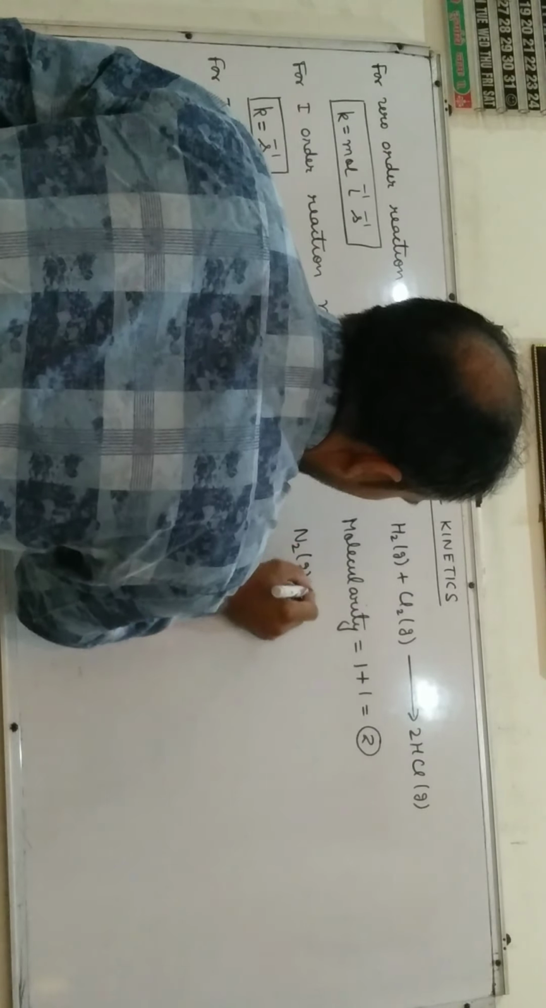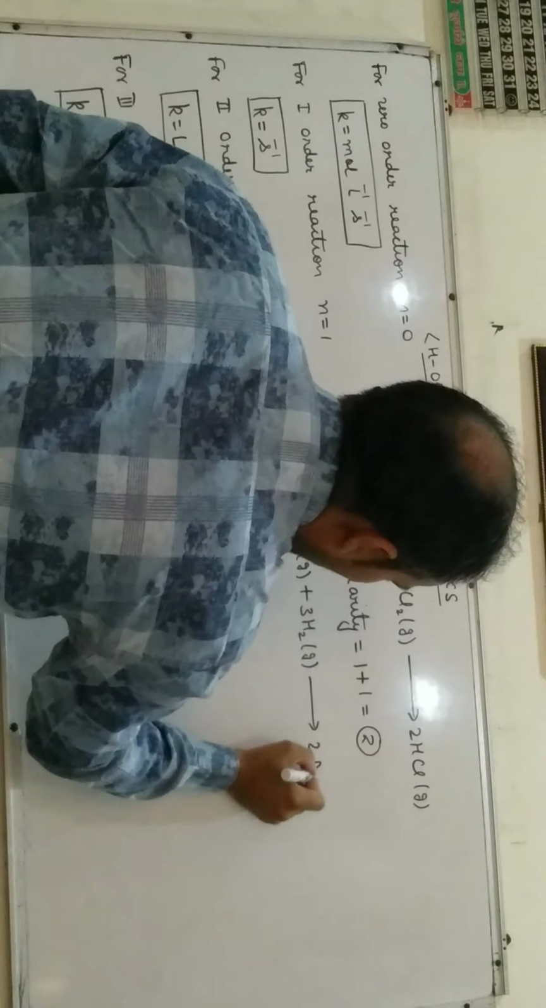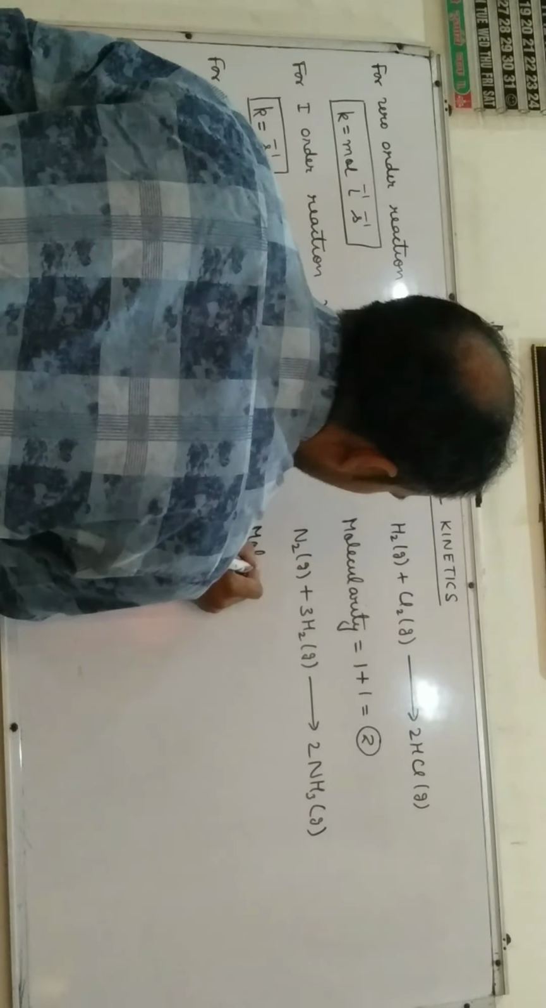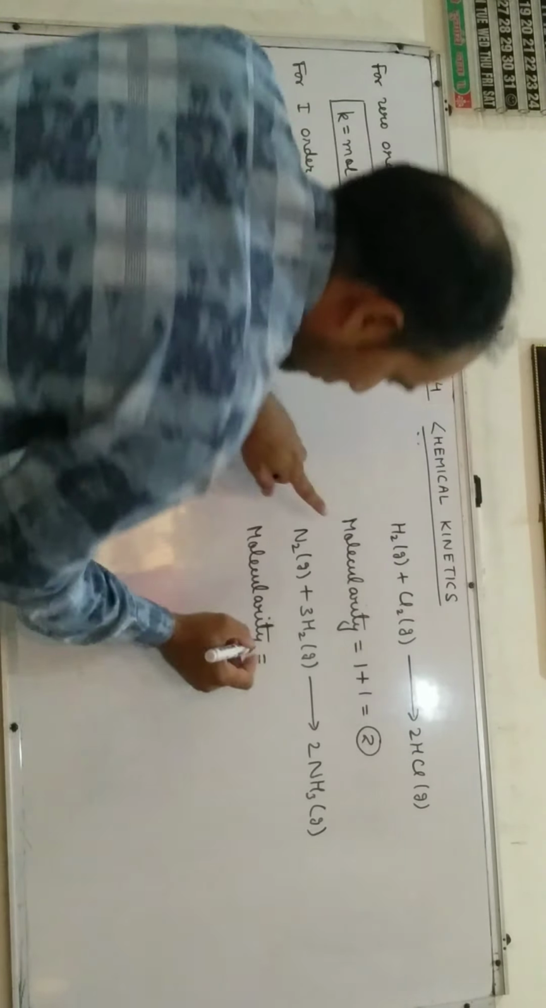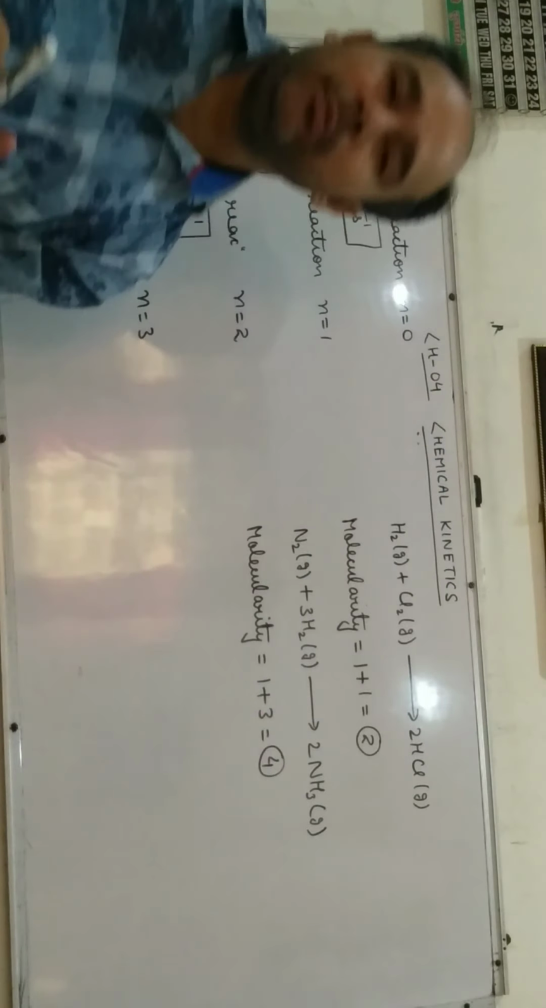Similarly, for N2 plus 3H2 gas gives ammonia gas, the molecularity of the reaction may be calculated as molecularity equal to 1 mole of nitrogen plus 3 moles of hydrogen, thus the molecularity comes out to be 4.